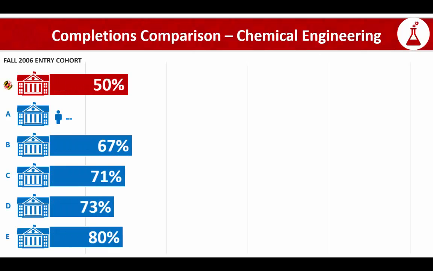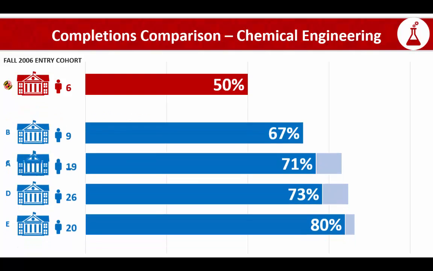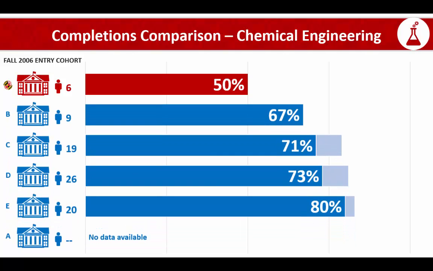Again, the data in bar chart form, Maryland at the top and our peers below. The faded bars represent the amount of students who are still enrolled. And we order the data from lowest to highest completion rates.